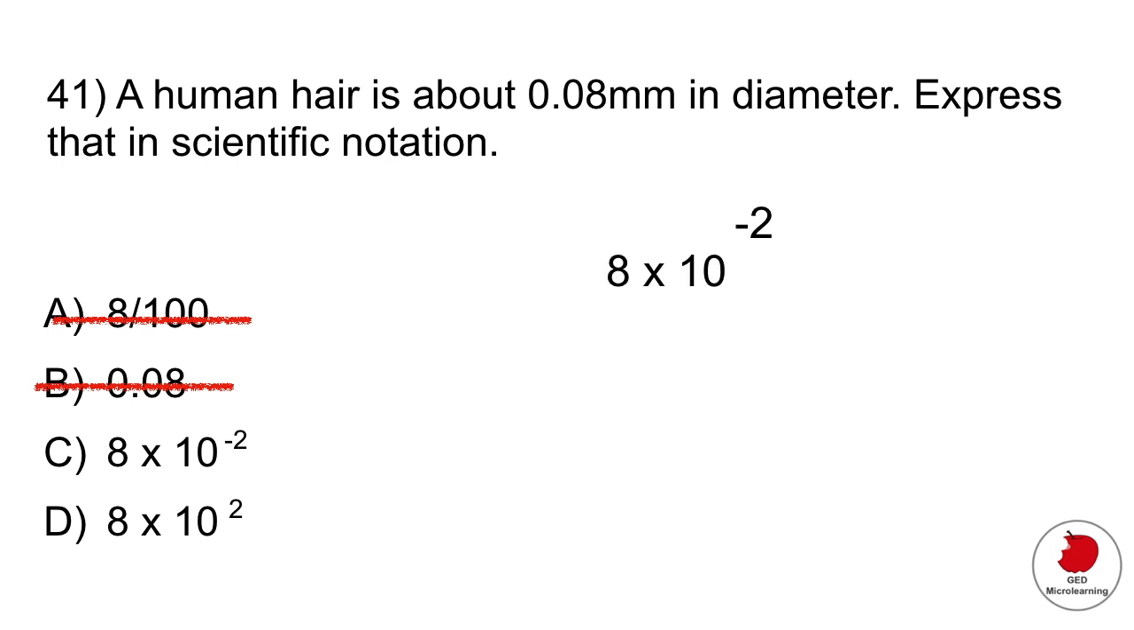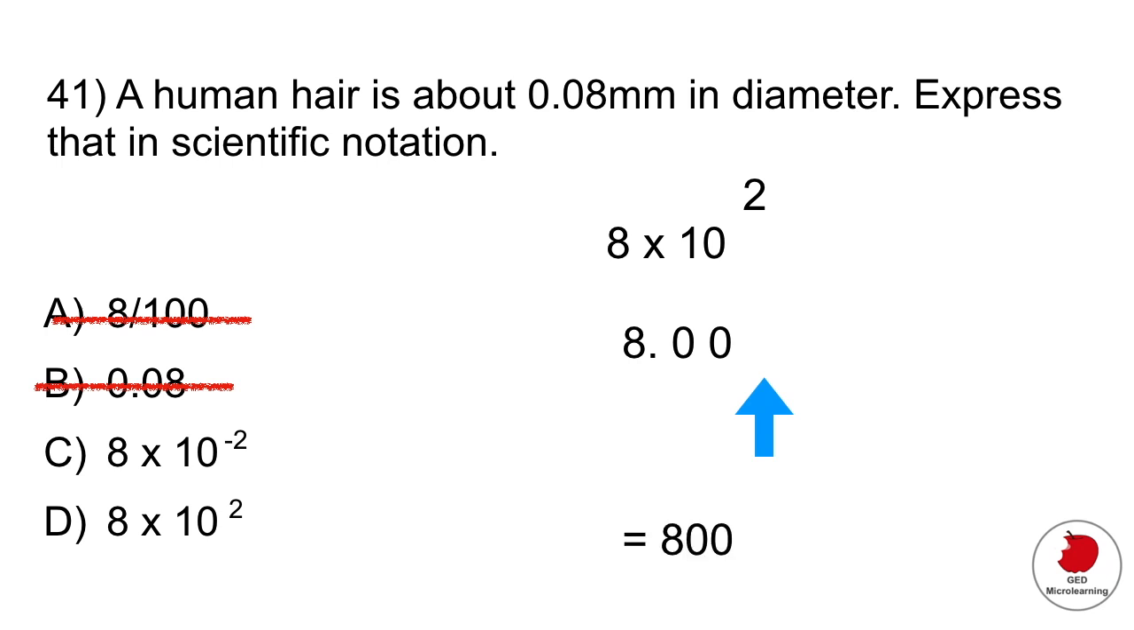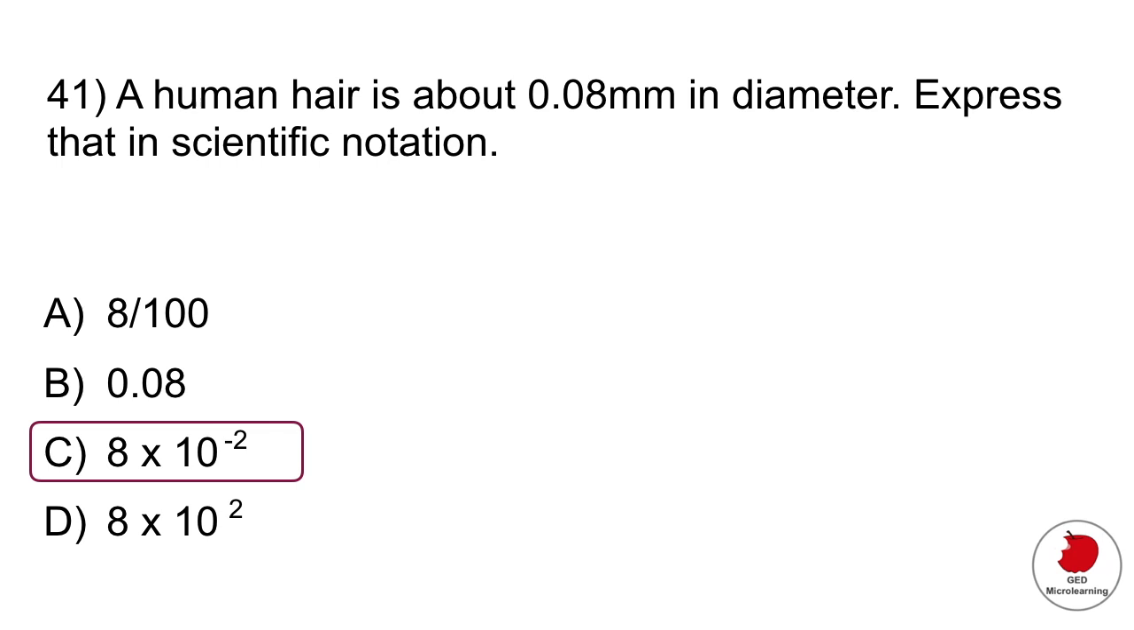Okay, so let's work this out. 8 times 10 to the negative 2, what it's telling you is that you have to move that decimal point 2 spaces to the left because it's negative, right? So 1, 2, that's the answer. Okay, 0.08. Let's do D, just for completion. So 8 times 10 to the second power would look like this. We take that decimal point, move it 2 spots to the right because it's positive, and that would be 800. All right, so your correct answer is C.